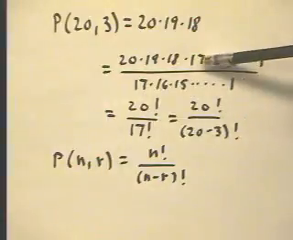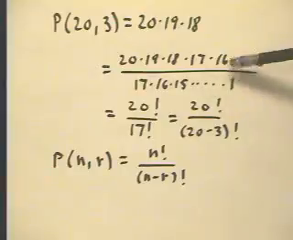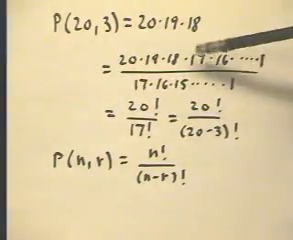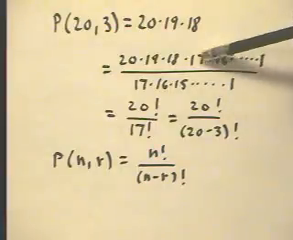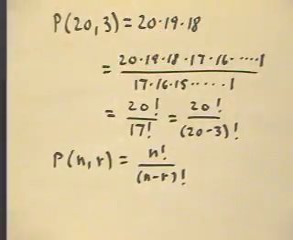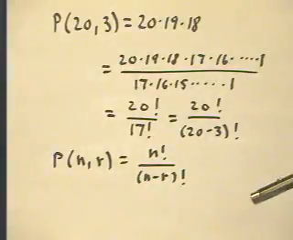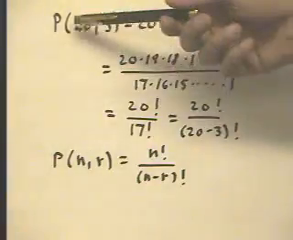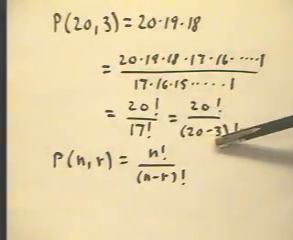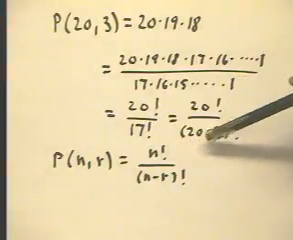Well, 17 will divide 17 and give us 1, which isn't going to affect our result. 16 will divide 16. 15 will divide the 15 that is in these dots here. In other words, everything from 17 down to 1 will divide one of the numbers from 17 down to 1 here, and we just end up with 20 times 19 times 18, which is, as I've said, 20 factorial over 17 factorial. Now, in terms of the 20 and the 3, we'd write that as 20 factorial over (20 minus 3) factorial, 17 being 20 minus 3.